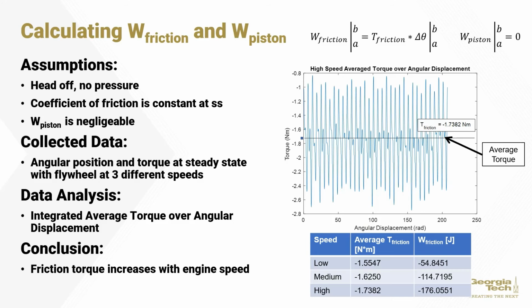Work done by friction, friction torque, and work of the piston are found with the assumption of no head and no pressure. Work of the motor is opposite and equal to friction work in this case. Once again, the coefficient of friction is assumed to remain constant at steady-state speeds, and work of the piston can be considered negligible. Angular position and torque at steady state with the flywheel is measured at 3 different rotational speeds. The work of friction is found by integrating average torque values over 10-degree indices with the angular displacement of the motor. Friction torque is found by dividing motor work by total angular displacement. It was found that friction torque increases with an increase in rotational speed. Values for torque of friction can be found in the bottom right table.